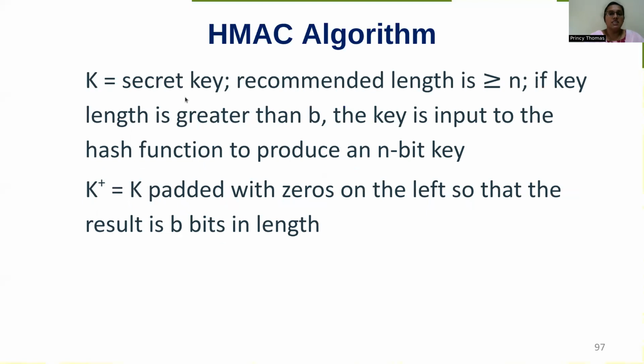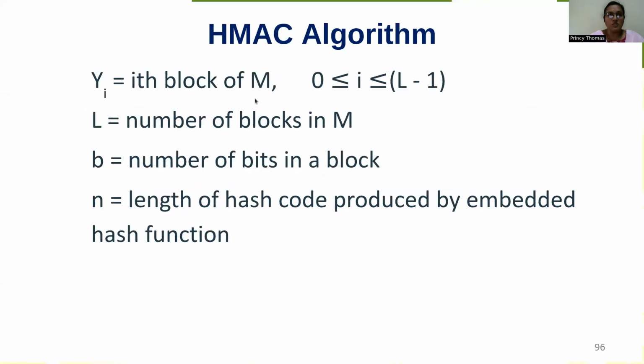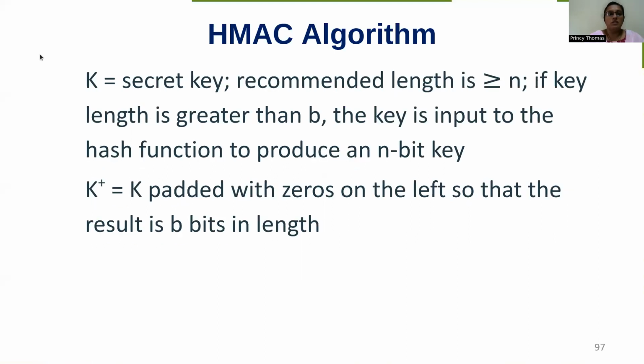K is a secret key. The recommendation is that the length of the secret key must be at least N. That means whatever is the requirement for the length of the hash code, at least that much should be there for K. If the key length is greater than B, B being the number of bits in each block, the key is input to the hash function to produce an n-bit key. So if it is bigger than the block size, it will be put through the hash function to get an n-bit key.